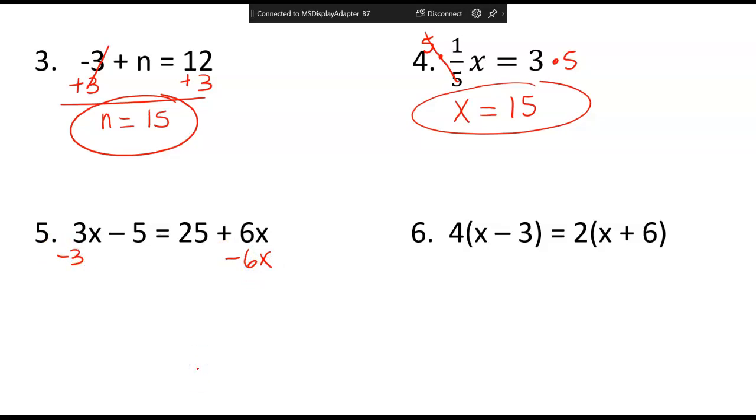Where's my undo? Oh, come on. I'm not used to using PowerPoints. You'll have to bear with me until I get used to these.